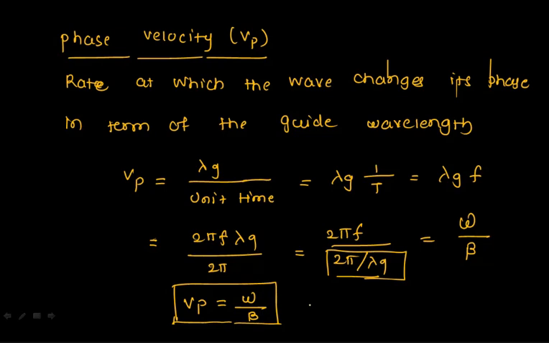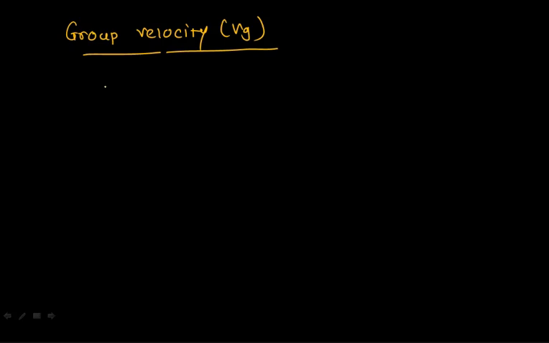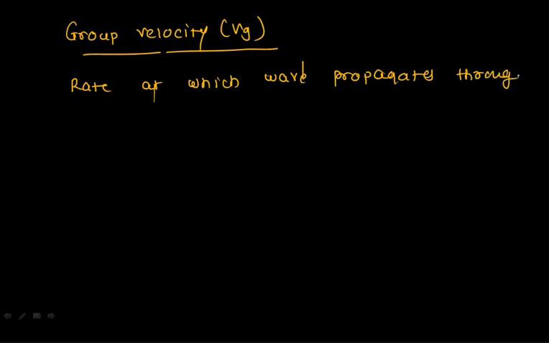Now next one is the group velocity. So group velocity will be denoted by Vg. So how are you going to define a group velocity? This is nothing but the rate at which the wave propagates through the waveguide. So when I say this is the rate at which my wave propagates through the waveguide, this will be given by Vg is equal to d omega by d beta. Okay? So we have calculated the phase velocity, we have calculated the group velocity.